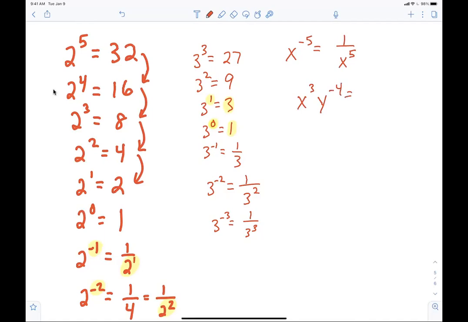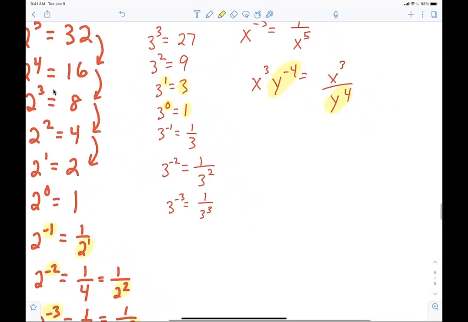Now I have this x cubed y to the negative 4. Someone tell me what they think that equals. Nora, why don't you tell me? What do you think? X cubed and then 1/y. That's perfect. That's the answer. Because why? What has the negative exponent? The y. So you move it down here.